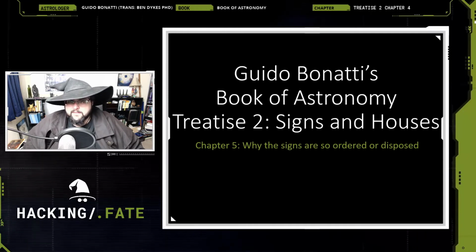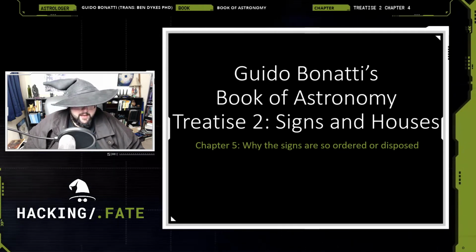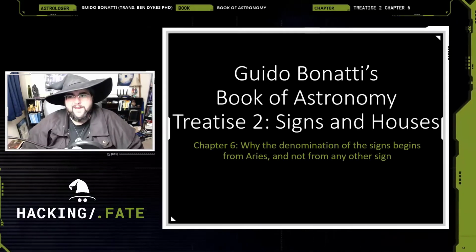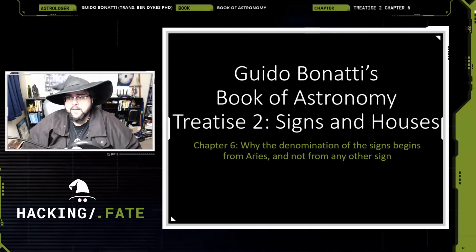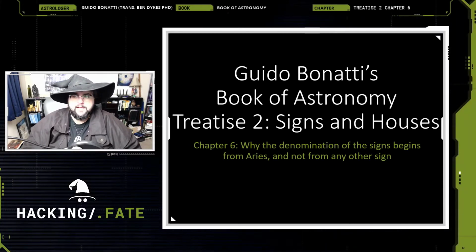Or you can look at the various ways that flows through the year too with the signs. So that is the basic description of how that works. So why do we start with Aries? I mean, of course, that would be too easy. So instead we ask, why does the denomination of the signs begin from Aries and not from any other sign?